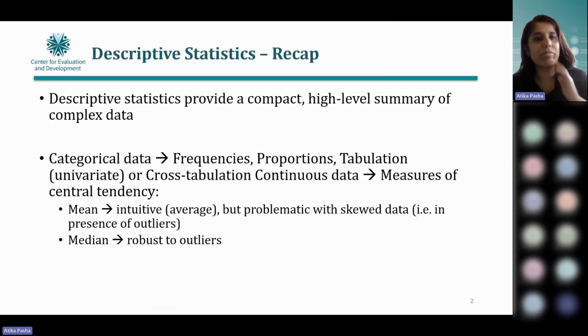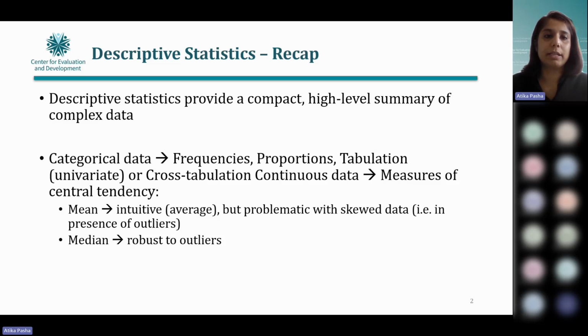Good. So just to provide a recap of what we talked about already, we were talking about descriptive statistics that are sort of compact but high-level summary of complex data. We were looking at attendance rates, incomes, and the gender distribution of your enrollment and even your graduation, right? And through this, we were trying to look at specifically categorical data or at continuous data. These are the two data points that we were looking at.